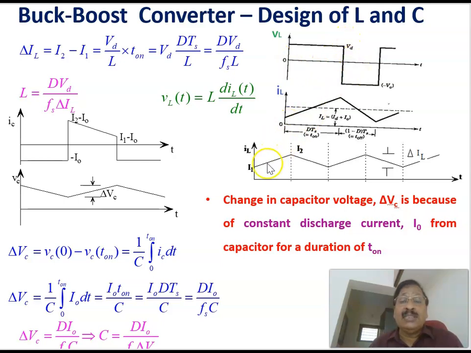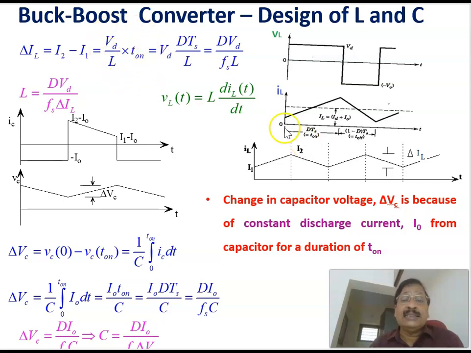The rate at which the current is building up is given by VL equal to L dI by dt, or di by dt equal to VL divided by L. In this case, VL equal to VD. Therefore, VD divided by L is the rate at which the current is building up, and for an on period T on, multiply by T on.